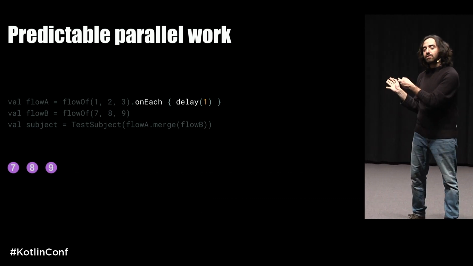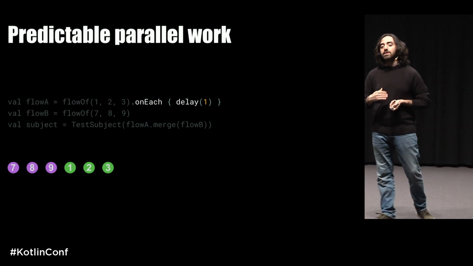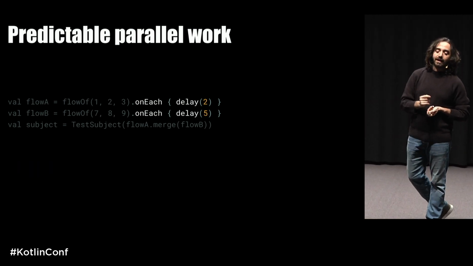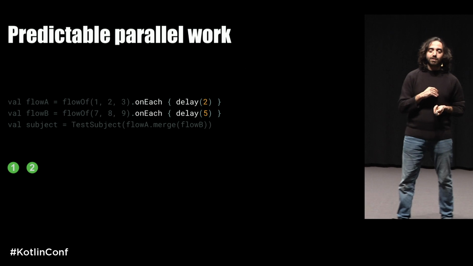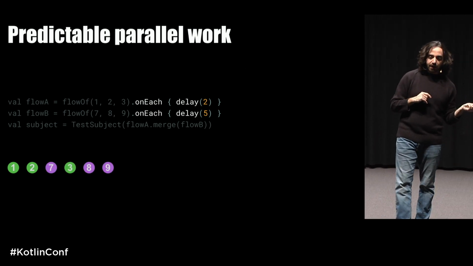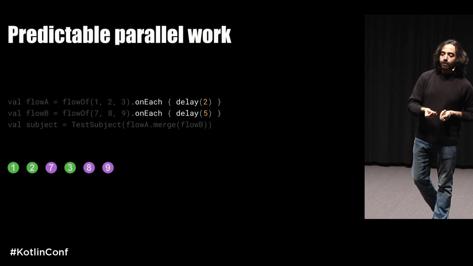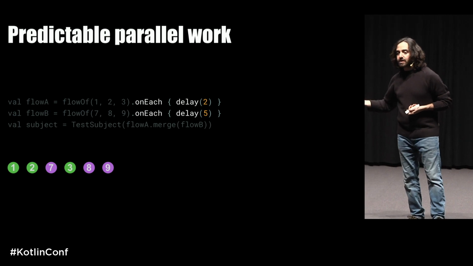If I want to change the order, I can just say delay 1 on each. I'll make the second ones come first, and the first one comes later. And I can even go into more detail to say, OK, I want 2 values from the first one, and then 1 value from the other one, and then more values from the other one. Just keep in mind that this delay is fake. It doesn't really delay for that. It just reorders the execution.